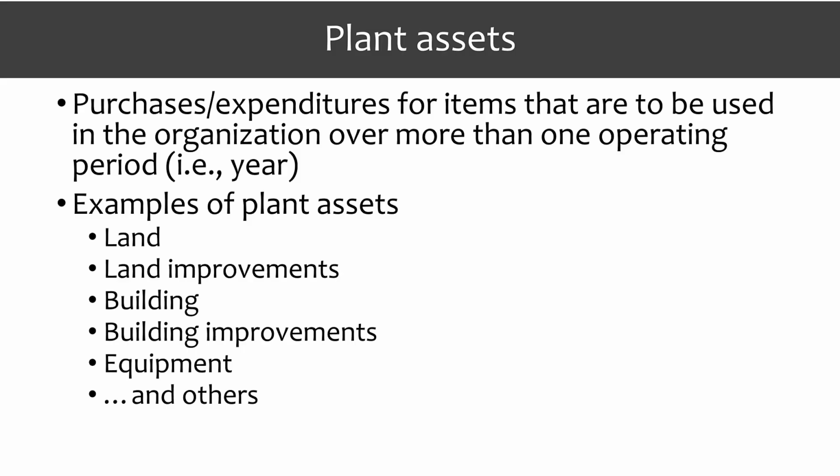First, let's define plant assets. Plant assets are purchases or expenditures for items that are to be used in the organization for more than one operating period, which is usually 1 year. Examples of plant assets include land improvements, buildings, building improvements, equipment, and others.